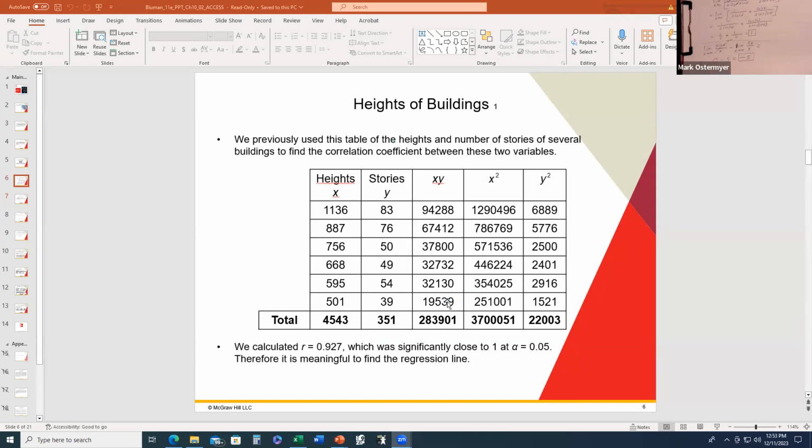To do that, we have to go back to our raw data set. And therefore, we're going to type in our x and y ordered paired data into list 1 and 2 respectively. So let's go get our calculator.